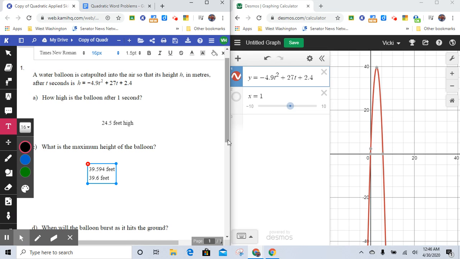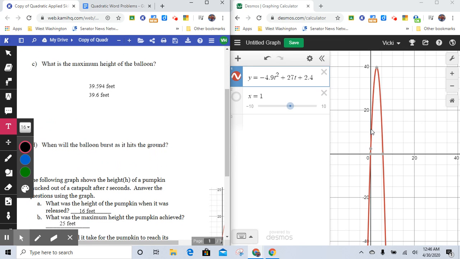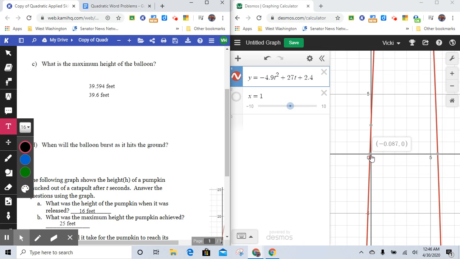Alrighty. When will the balloon burst as it hits the ground? Okay, so when is this going to hit the ground? After how many seconds will it hit the ground? Well, we have two values of 0 here, and those are negative something. We can't go backwards in time, so this is not applicable to real life. And here at 5.598, so at approximately 5.6 seconds.